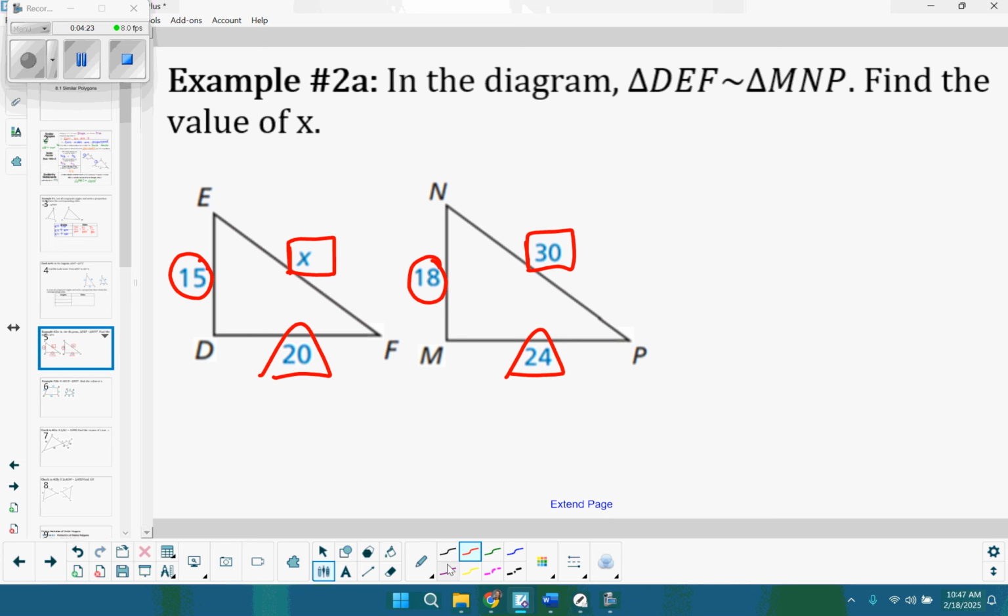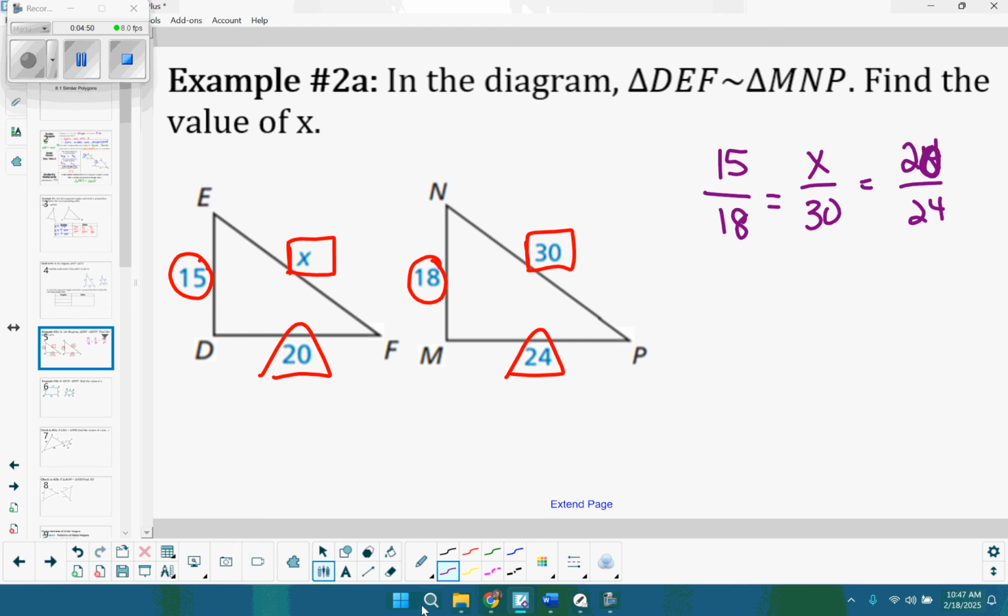If I want to make a proportion, I'm going to make a fraction using numbers or variables that had the same symbol. So I could pick 15 and put it over 18 because those were the corresponding sides, and set that equal to x over 30 or 20 over 24. Oops, that should have been 20 over 24.